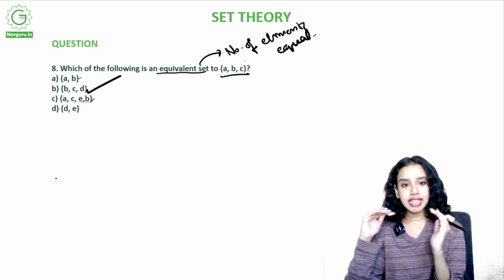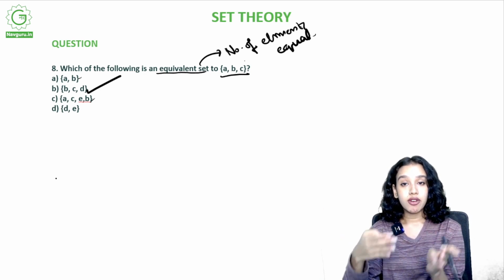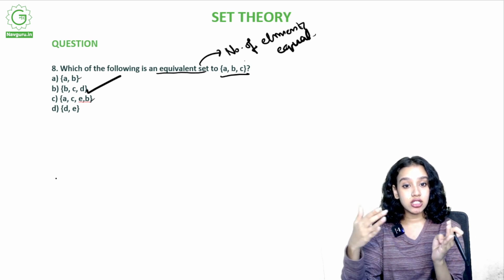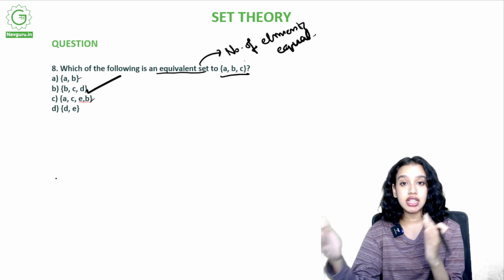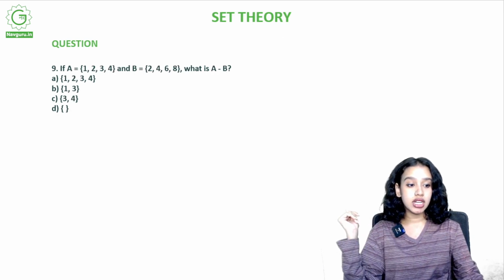For sets to be equal, we need the exact same elements in both sets. Whereas sets are said to be equivalent where the number of elements is equal in both of the sets. Now let's move on to the next question.